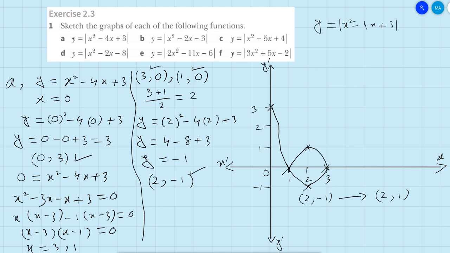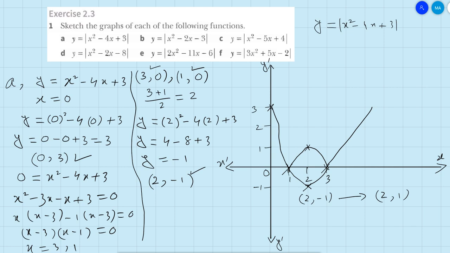So the line below is not our required line. This is the below part of the curve. This is not required, so this is our graph. Why did I draw this line? Just to balance the left and right hand side, otherwise this line is not necessary.